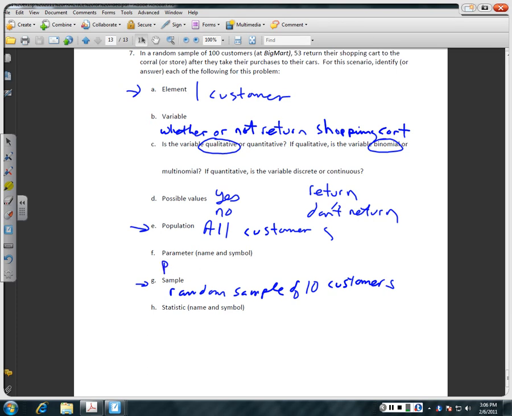Remember, for parameter, we're going to start with the word population. When we have a qualitative variable, all we can do is get the proportion in each category. And that's P, the population proportion. And the statistic is the sample, always sample, proportion. So that's all we can get for a qualitative variable. And that is a P with a hat over it.